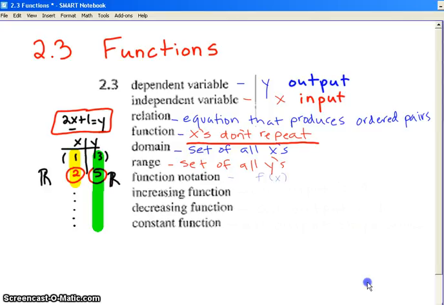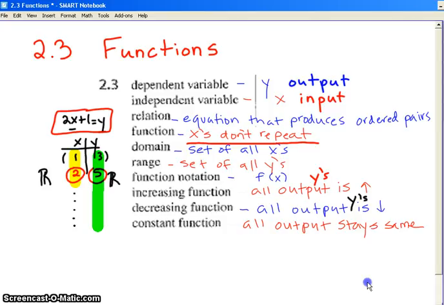Function notation, you're replacing y equals with f of x. An increasing function, all of your output is increasing. In other words, all of your y values are getting larger as you move from left to right. All output is decreasing with a decreasing function. So all of my y's are decreasing as my x's are getting larger. The constant function, all output stays the same.